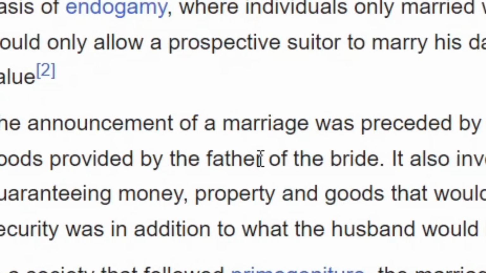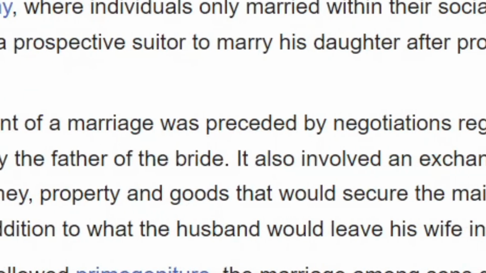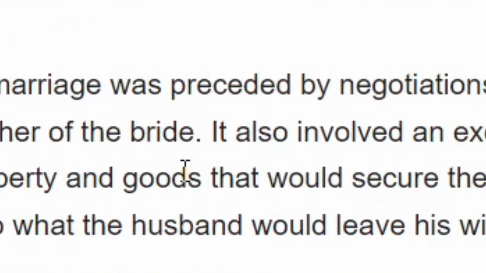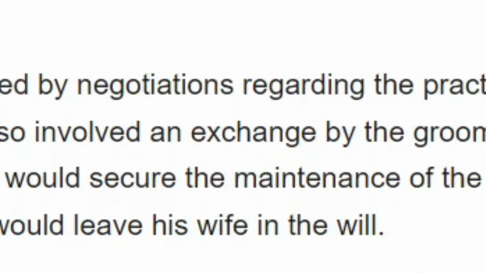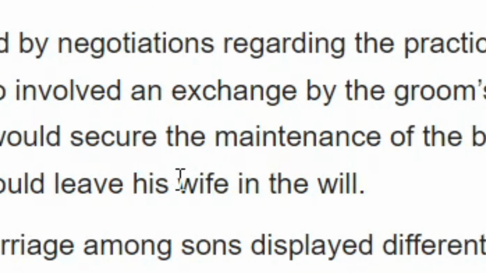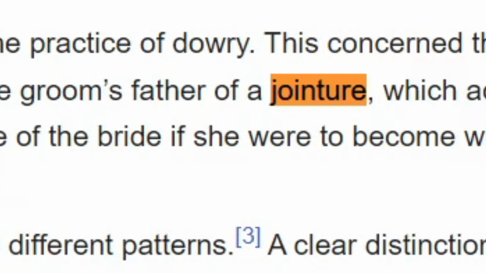So let me just see jointure. The announcement of a marriage was preceded by negotiations regarding the practice of dowry. This concerned the contribution of cash and goods provided by the father of the bride. It also involved an exchange by the groom's father of a jointure, which acted as a pension guaranteeing money, property and goods that would secure the maintenance of the bride if she were to become widowed. This financial security was in addition to what the husband would leave his wife in the will.